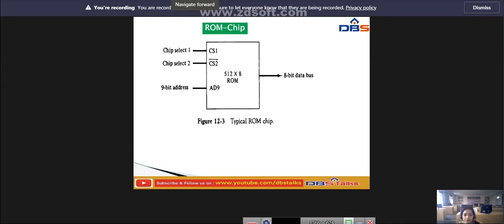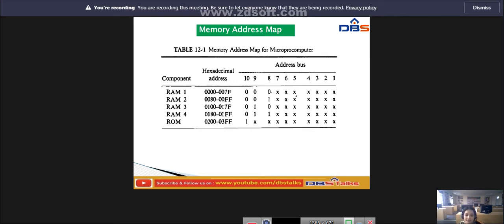Next, coming to the memory address map. What is meant by memory address map? The addressing of memory can be established by means of a table that specifies the memory address assigned to each chip. Here I have the table. This table is called the memory address map of a microcomputer. This is called the memory address map.